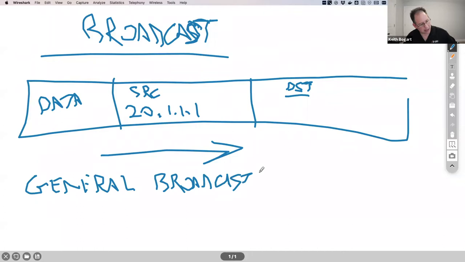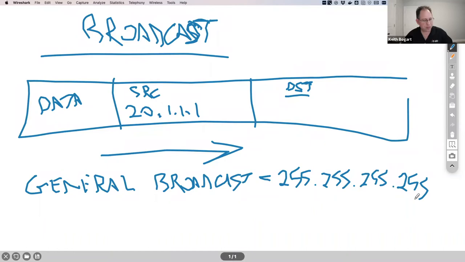And the general broadcast takes a very familiar pattern, which is 255.255.255.255. So if you opened up Wireshark one of these days and you captured a bunch of packets and you saw that one of the packets was going to this address, all 255s, that is called the general broadcast address. That address is reserved for this purpose, to shout out to the entire network, to the entire world, basically, is somebody out there that I'm looking for. That's called the general broadcast.